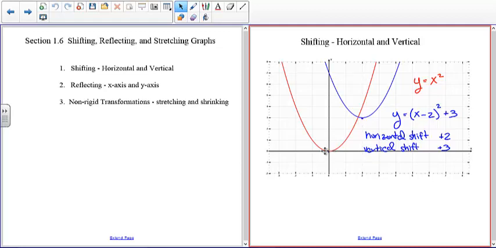So as you can see, I go over 1, up 1 here. So I'd go over 1, up 1 there. I go over 1, up 1 here, over 1, up 1 there. If you go over 2, you go up 4. So you go over 2, up 4, go over 2, up 4. So that's how they work with parabolas as far as shifting is concerned. We're going to talk about shifting first, but then we'll talk about reflecting. Okay.